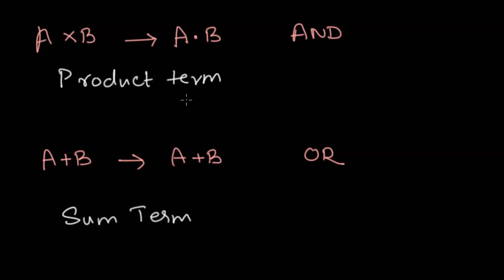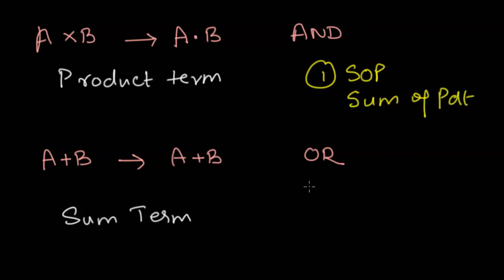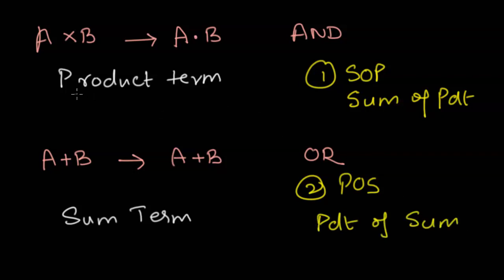Using the product term and the sum term, we have two different kinds of expressions that can be formed. First is the SOP, the sum of products, and the second is the POS, which, you guessed it right, is the product of sums. So it's the combination of my product terms and my sum terms which leads to the formation of SOP and POS. Let's understand how SOP and POS come into the picture and how they are useful for reduction.